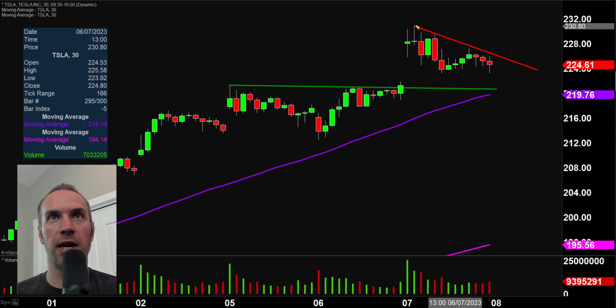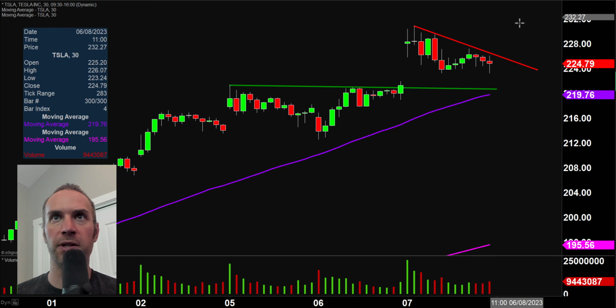And just from a pattern standpoint, because I can't help myself, if you like to play patterns, you got yourself a nice little bull pennant pattern there anyways. So overall, the uptrend continues in Tesla, higher highs, higher lows. So let's see if the momentum carries it up above this trend line.